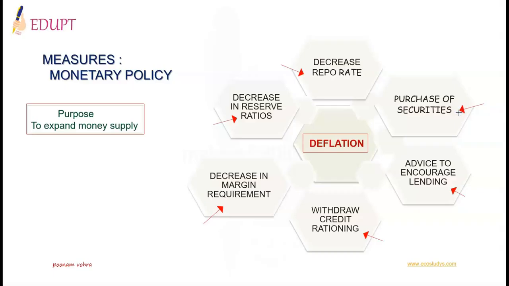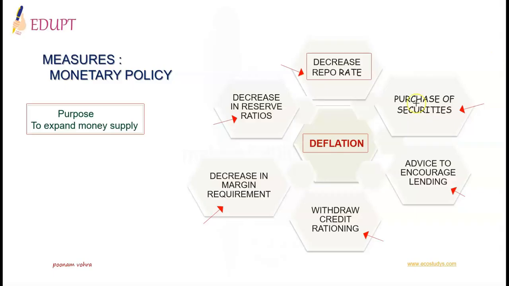Since the purpose is to expand the money supply, government will decrease the repo rate. It reduces the cost of borrowings from the central bank, and hence commercial banks would also reduce their lending rates. It encourages borrowers to take loans and raises the availability of credit, and demand gets enhanced.